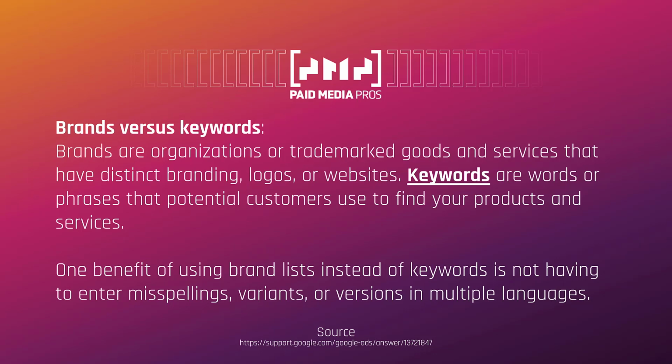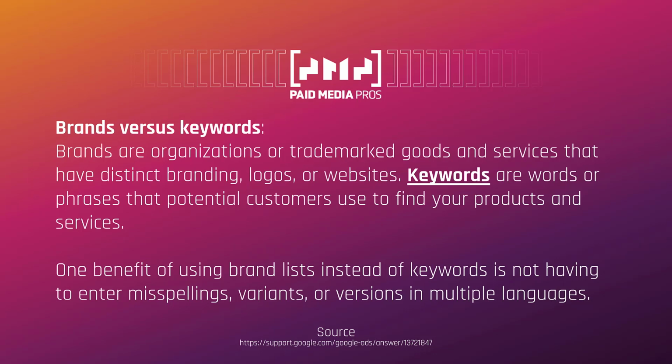And as we can see, Google says brands are organizations or trademark goods and services that have distinct branding, logos, or websites. Understand that when they're talking about brands, it's more than just words. It's more than just text. Keywords are the words or phrases that customers or potential customers will use to search for your products, your goods, your services. And then we see below, when we look at building brand lists in the account, it saves you the time from having to enter in all the misspellings, different variants. I like to look at it as brand lists are kind of like an entity for a particular brand or topic.